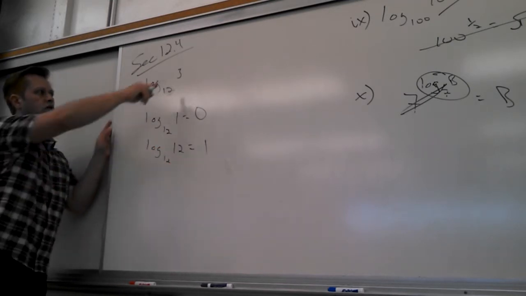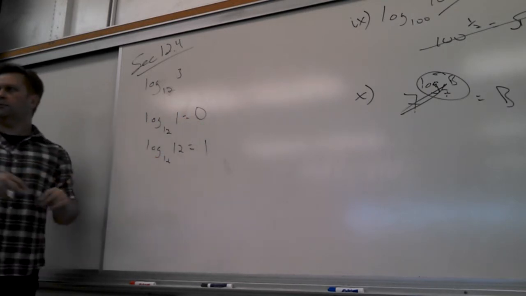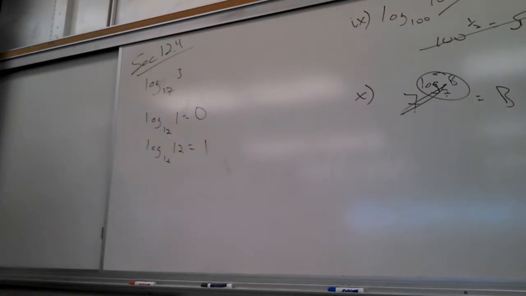So what's log base 12 of 3? It's got to be something between 0 and 1. And what's between 0 and 1? Some kind of root. Fractions are between 0 and 1, aren't they? True fractions, 1/12, 1/30, 1/8. All those are between 0 and 1. It's going to be some kind of a root. How are we doing so far?